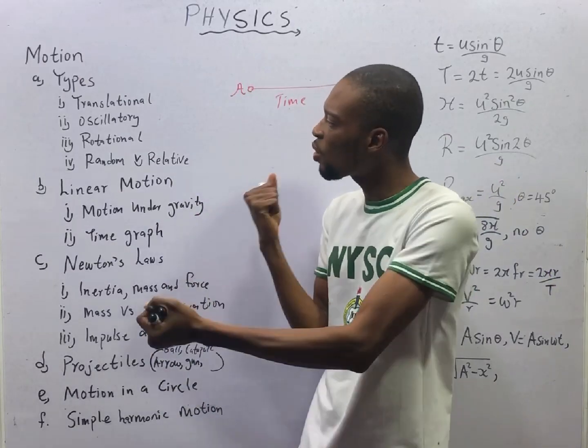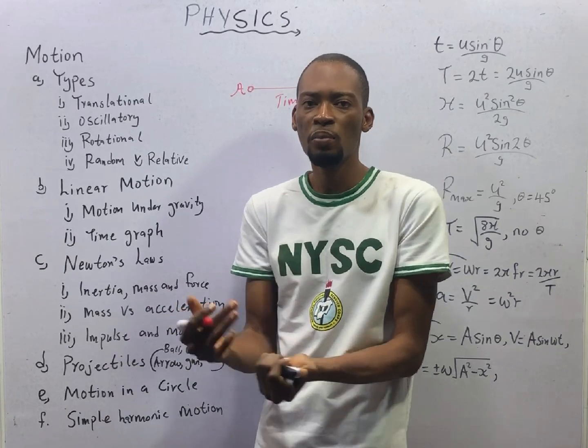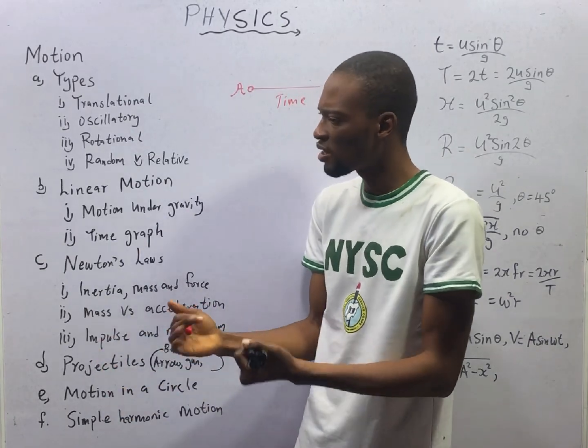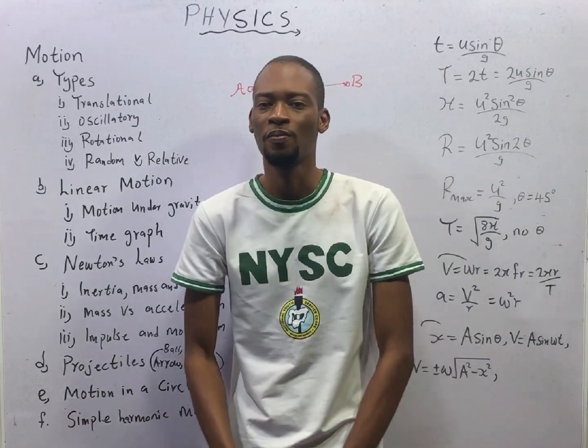Oscillatory motion is to and fro motion of a body. We can say the simple pendulum, even the heartbeat, going gbing, gbing, gbing. That should be an oscillatory motion.